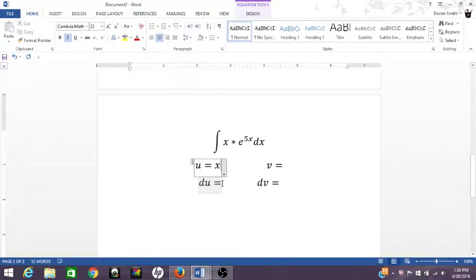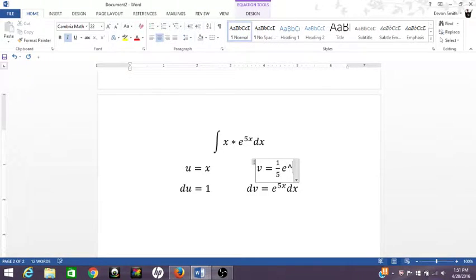And of course, du is basically the derivative, so the derivative of x is just 1. And then your dv is whatever's left over from your u, so that would be e^(5x) dx. And finally, your v is the integral of your dv. I'm mixing up my words here. So for that one you get 1/5 e^(5x). And you don't have to worry about putting a c in.